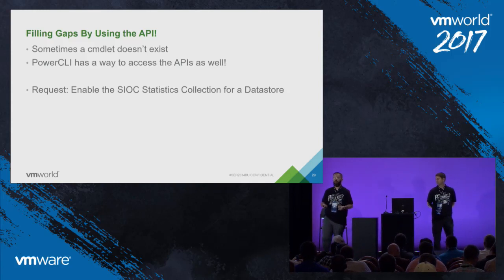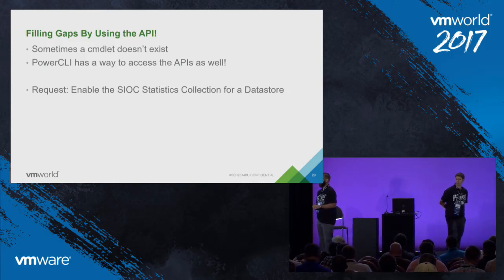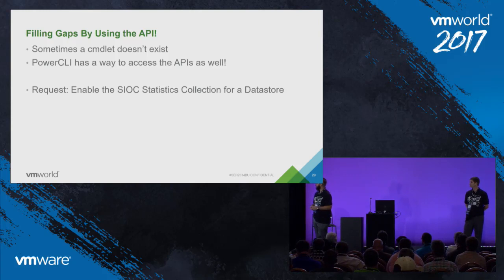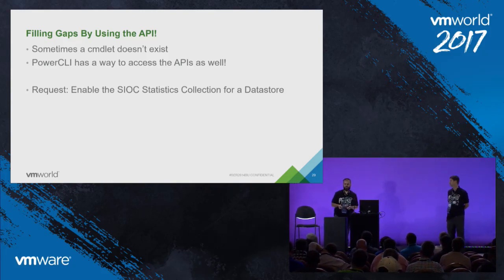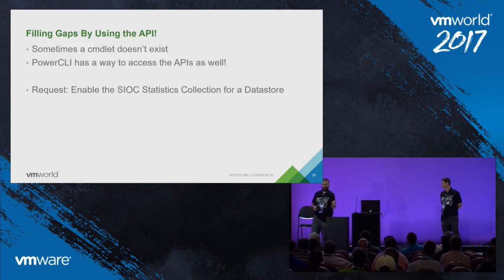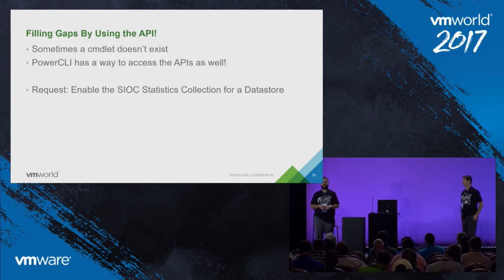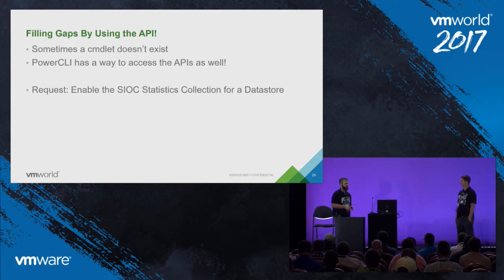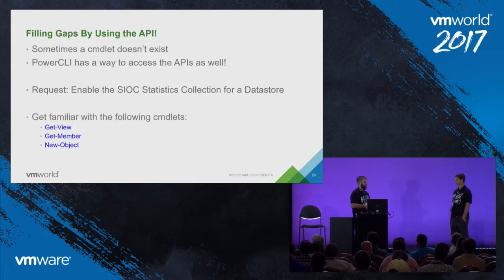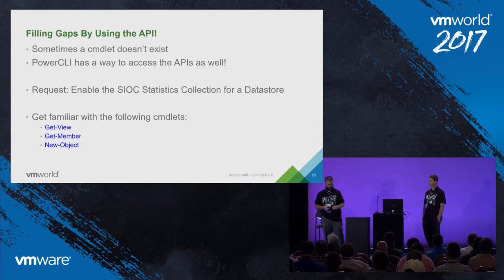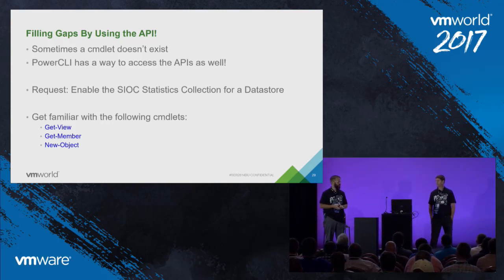PowerCLI can make full use of the public APIs that are running for vSphere. So if a cmdlet is not available, and in this case we have a request from somebody in management, we're being asked to enable the Storage I/O Control, or SIOC, statistics collection for a specific datastore. Now there isn't a Get-Datastore and then an SIOC statistics collection false or true. So you have to research a little bit to be able to make this call. You have to get familiar with a couple things. Like Scott was saying, Get-View is one of those. The cmdlets are high-level functions, but Get-View is where you can get under the covers and start accessing all of the attributes.